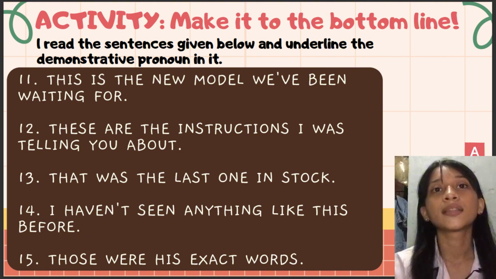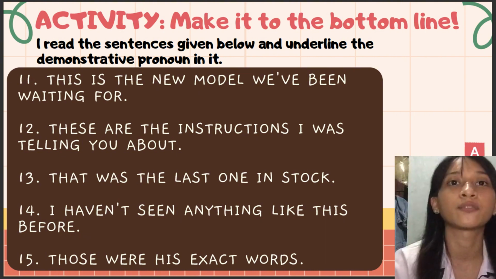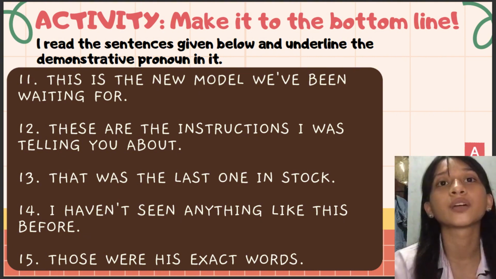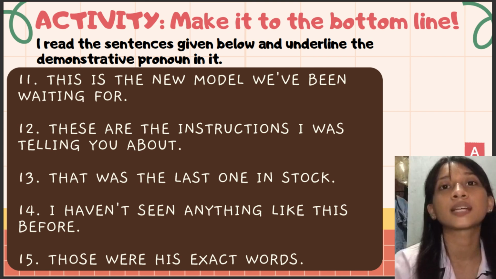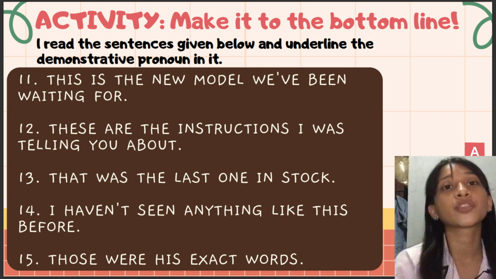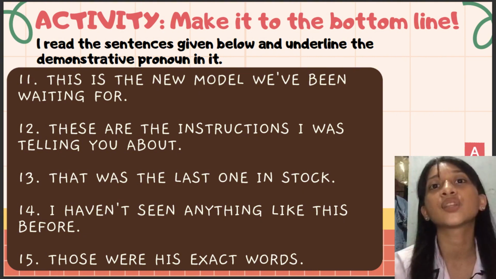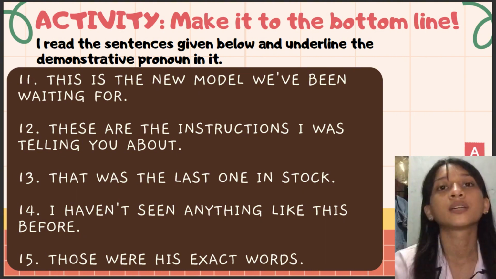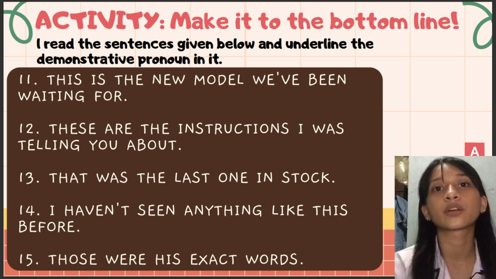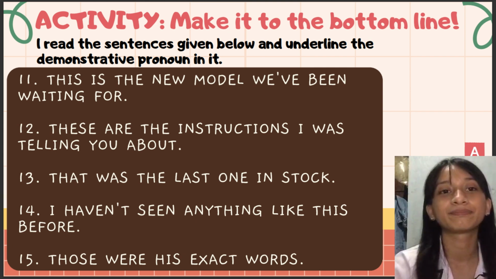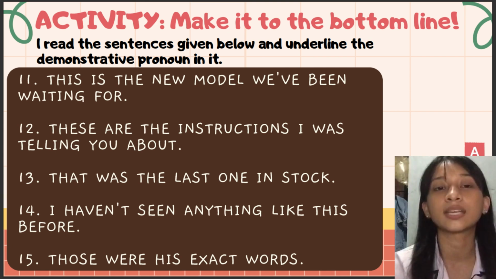Number 11, this is the new model we've been waiting for. Number 12, these are the instructions I was telling you about. Number 13, that was the last one in stock. Number 14, I haven't seen anything like this before. Number 15, those were his exact words. Answer this activity in 3 minutes.